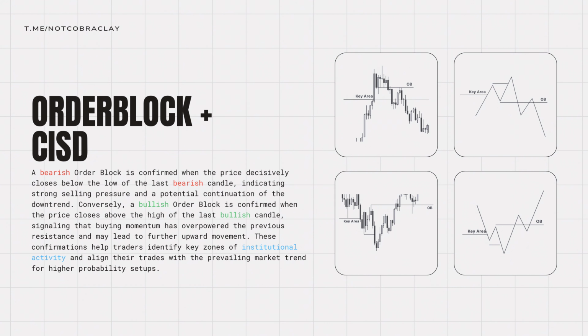Simple as that. These confirmations help traders identify the key zones of institutional activity and align their trades with the prevailing market trend for higher probability setups. What does that mean? Simplified, it's just the high that broke the low, the low that broke the high.